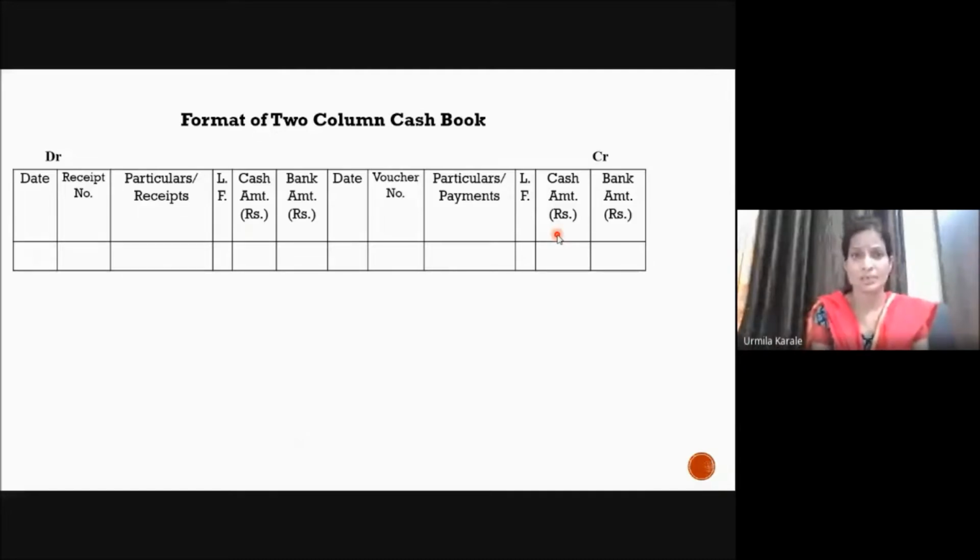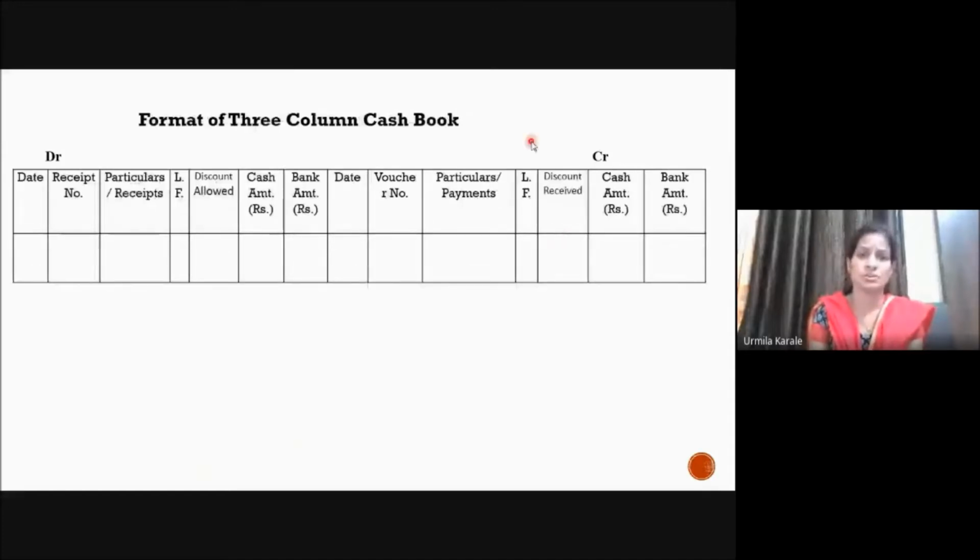Now, we already saw that sometimes we give cash discount to people for facilitating the trade or getting immediate cash payment. So sometimes you allow a discount to others, and sometimes you receive a discount from suppliers. In both cases, this discount, we know, needs to be recorded. The same thing we are going to record in the cash book also, and that's the reason why we come to the three-column cash book. This is the actual cash book which is being used, which has the discount effect also.